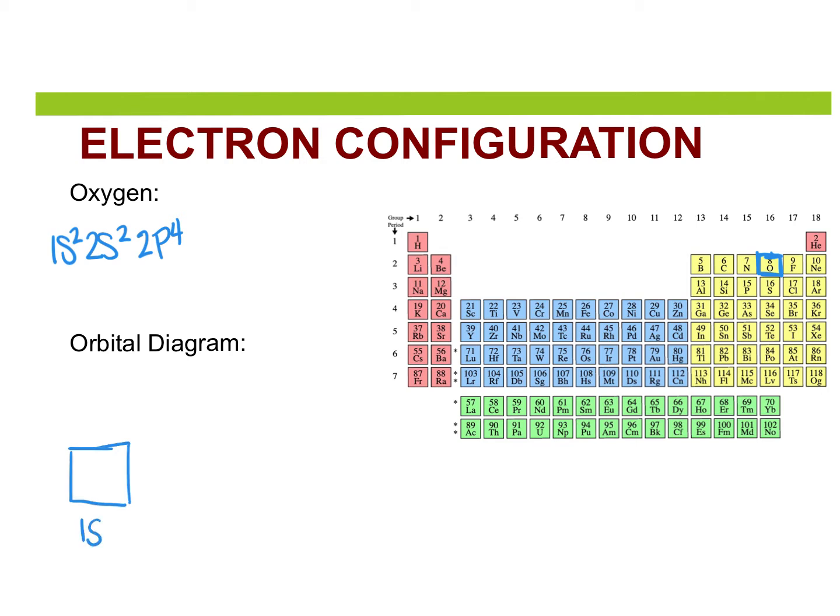So one box for 1s, because how many orbitals does the s subshell have? Just one. Okay, one orbital is one box. And how many electrons are in 1s? 2. Okay, this little 2 is 2 electrons. When we draw electrons, we use arrows. One arrow points up, one arrow points down. And you can do little half arrows to save yourself some time. Okay.